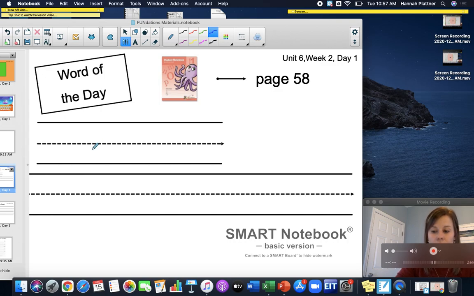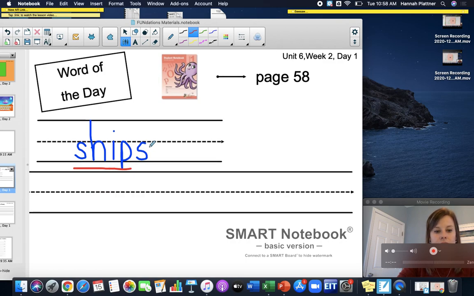If you are ready with a pencil, open to page 58. We're going to find the next set of handwriting lines with the letter S above it and write the word of the day, ships. Sh, i, ships. All right, and I'm going to mark up my word also. I'm going to underline the base word, circle the suffix. I'm also going to underline the digraph in this word. SH is the digraph.